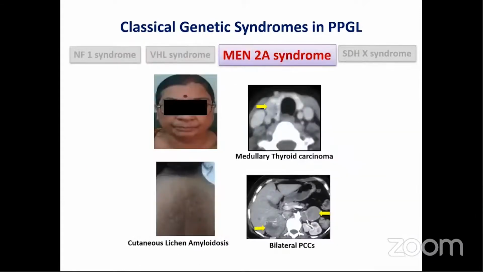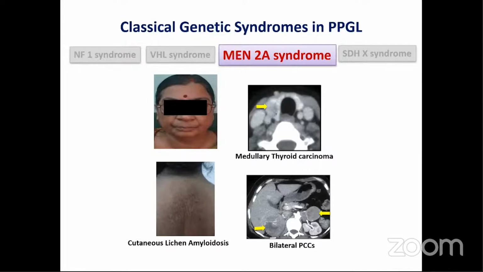If you look at the MEN2A, I think again very familiar to all of you, they will have a medullary thyroid carcinoma. Sometimes they may also produce ACTH and CRH. As you can see, this lady with MEN2A presented with Cushing syndrome because of ectopic ACTH secretion from MTC. A set of patients, especially those who have the 634 codon mutation, may also have skin lesions called cutaneous lichen amyloidosis. They are present in a smaller proportion, but if they are present, they tell you that you're dealing with a patient of MEN2A.